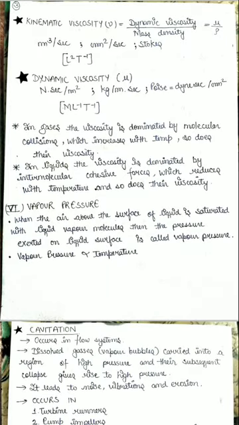Kinematic viscosity nu is given by dynamic viscosity over mass density, that is mu over rho. Its SI unit is meter square per second or centimeter square per second or Stokes. Its dimensional formula is L square T minus 1. Dynamic viscosity. Its unit is Newton second per meter square or kg per meter second or poise, where 1 poise equals 1 dyne second per centimeter square. Its dimensional formula is M L minus 1 T minus 1.